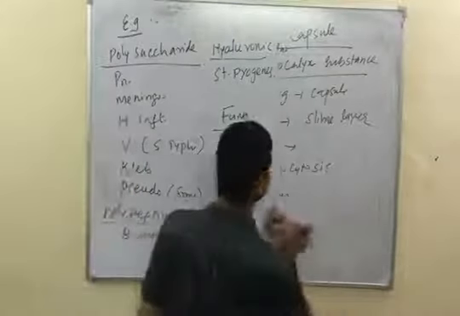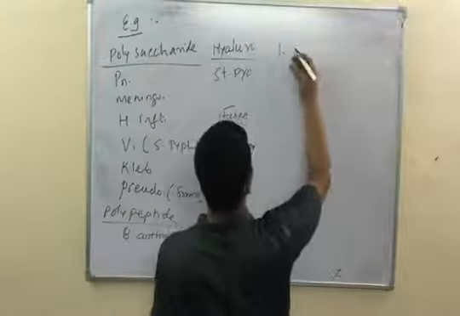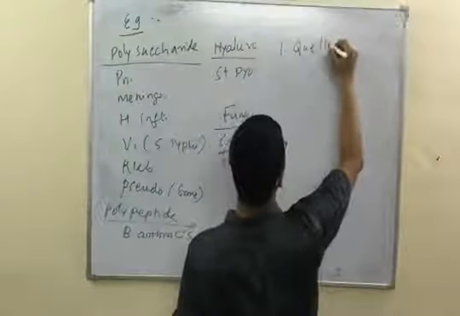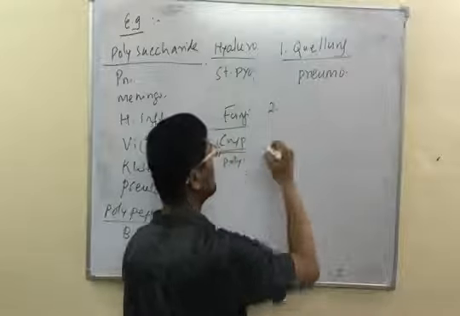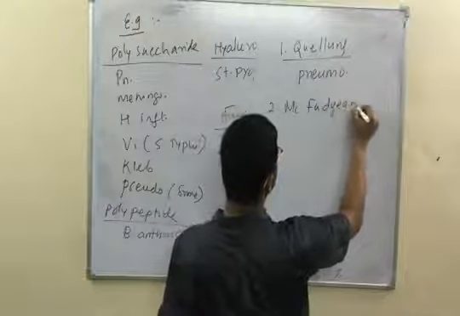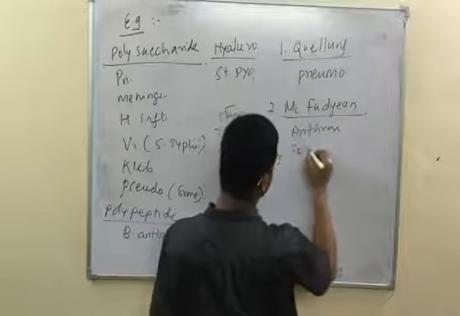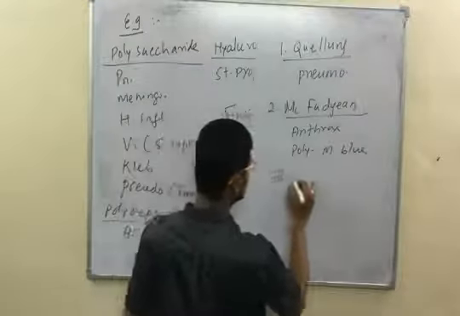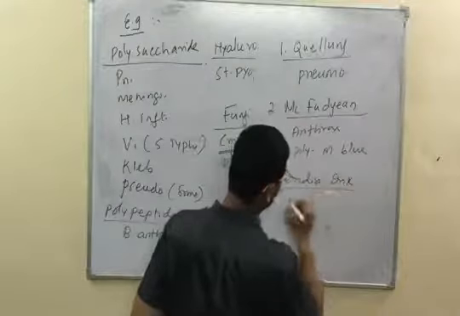How to demonstrate the capsule? You can demonstrate the capsule by various means. For example, the Quellung reaction is done to demonstrate a pneumococcal capsule. The McFadyean reaction is done to demonstrate the anthrax capsule by adding a stain called polychrome methylene blue stain.